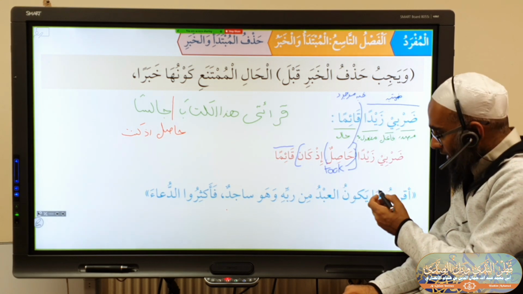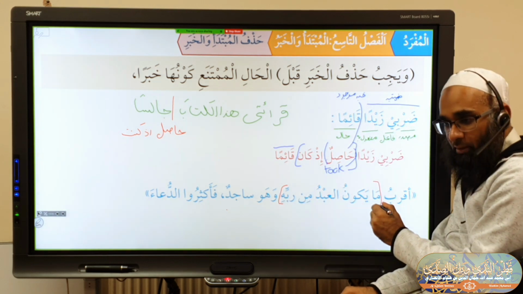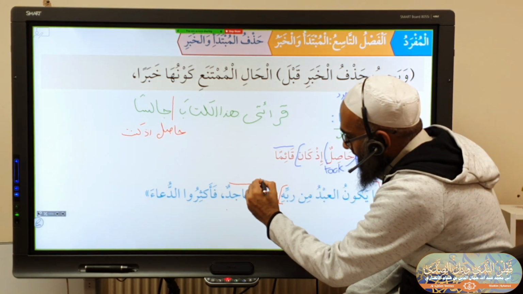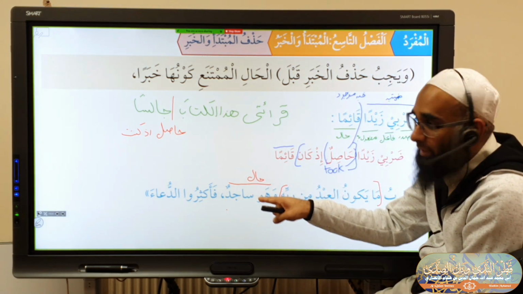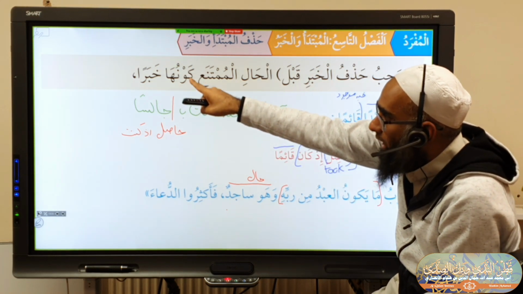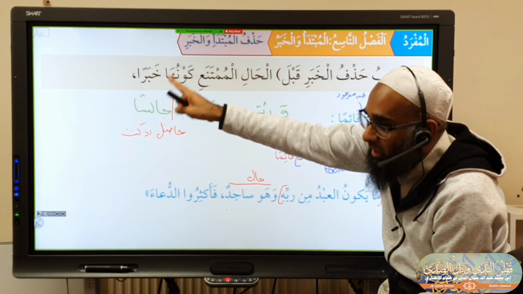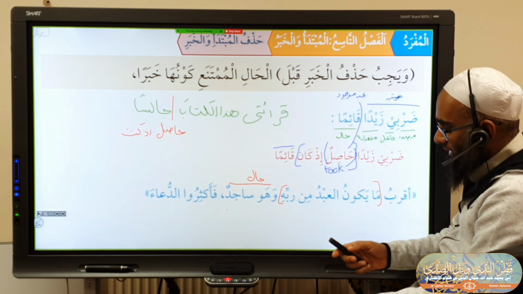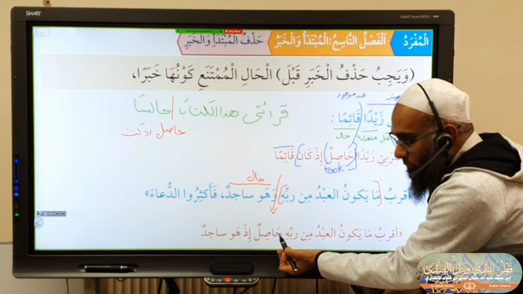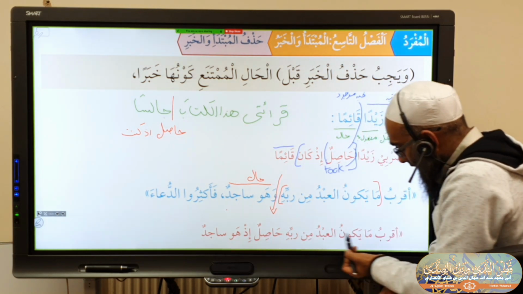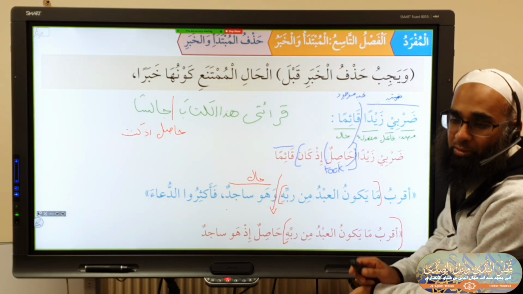Now the grammatical way. أقرب is اسم تفضيل. ما يكون العبد من ربه is the مضاف إليه of the أقرب. وهو ساجد is what? How can you have a khabar before it? It's a hal. This hal, can it be khabar? It is al-hal al-mumtani' kawnuha khabaran: a hal whose being khabar is not possible. So then you will say there's a khabar mahdhuf here: أي أقرب ما يكون العبد من ربه حاصل إذ هو ساجد. The closest a person can be to his Lord occurs when he is in sujood.